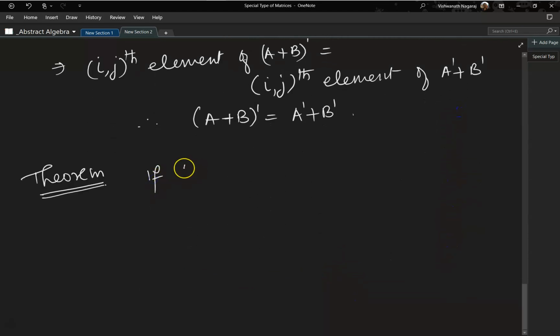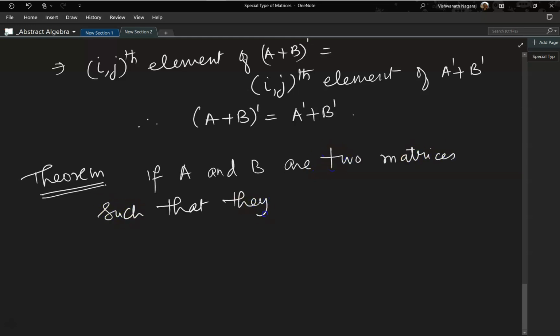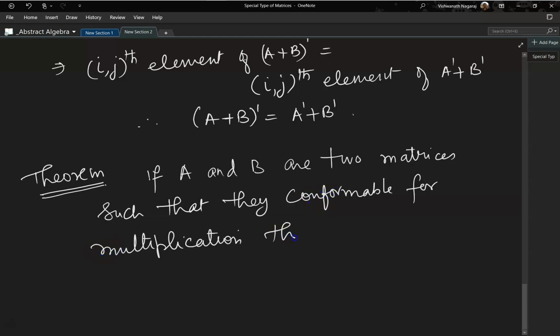If A and B are two matrices such that they are conformable for multiplication, then (AB) prime is equal to B prime A prime.